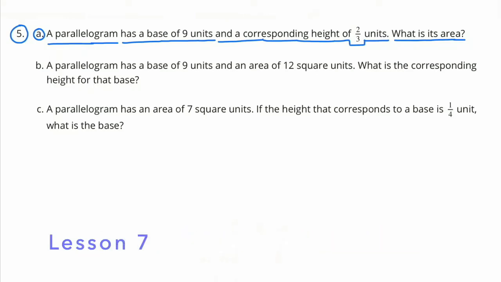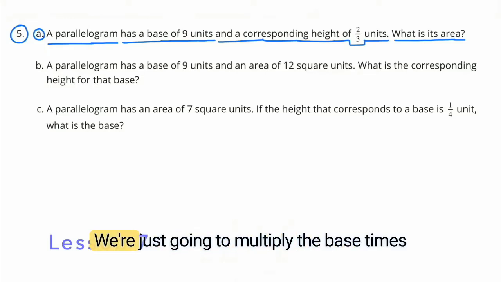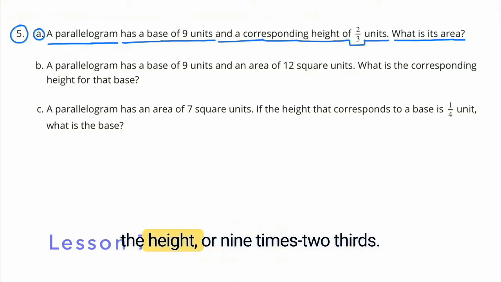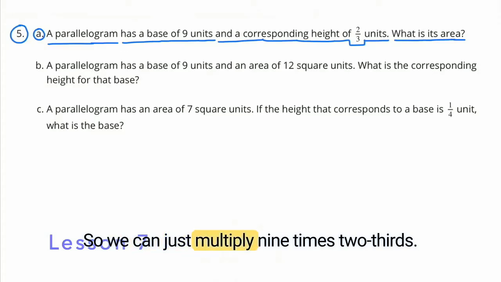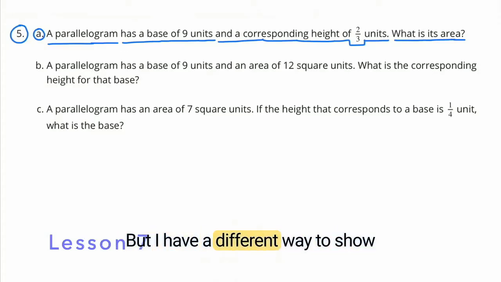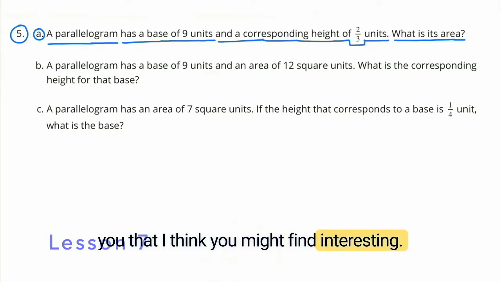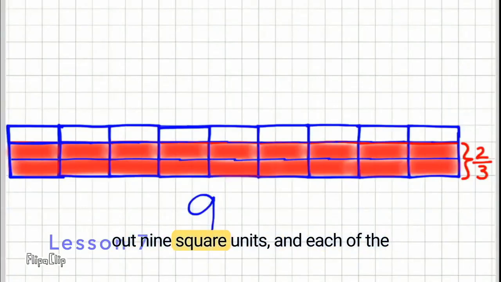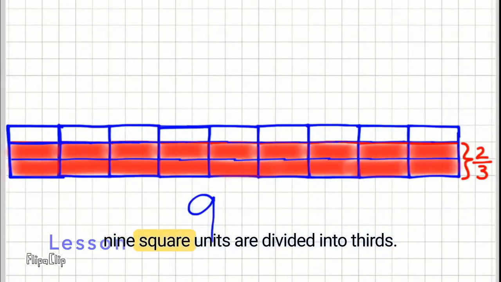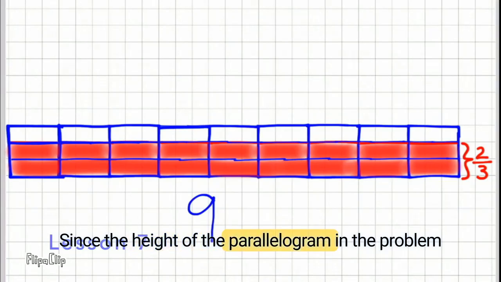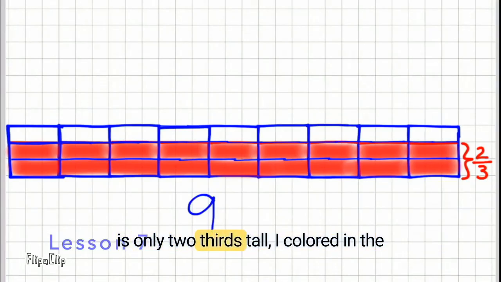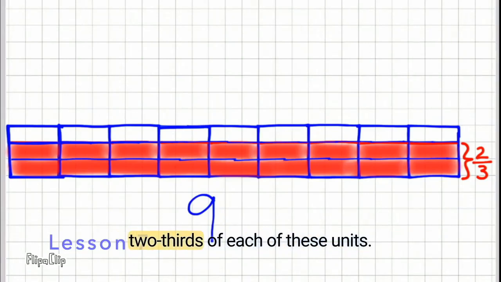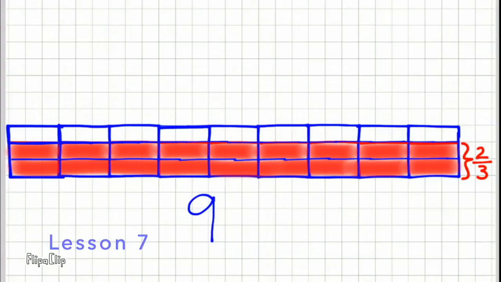What is its area? To figure out the area, we're just going to multiply the base times the height, or 9 times 2/3. So we can just multiply 9 times 2/3, but I have a different way to show you that I think you might find interesting. Using a piece of graph paper, I've drawn out 9 square units, and each of the 9 square units are divided into thirds. Since the height of the parallelogram in the problem is only 2/3 tall, I colored in 2/3 of each of these units.